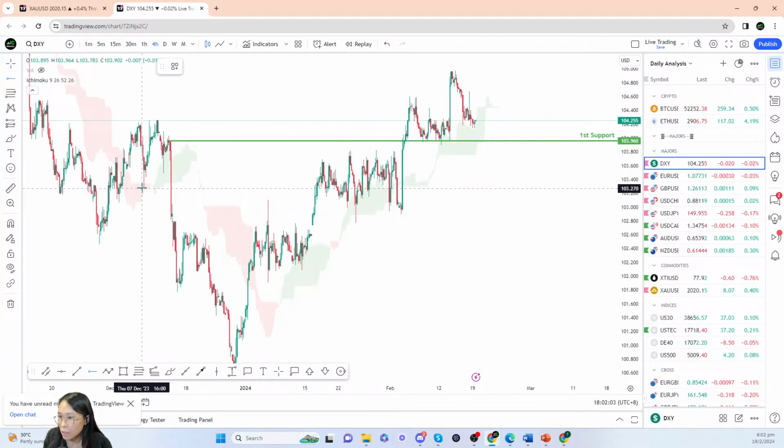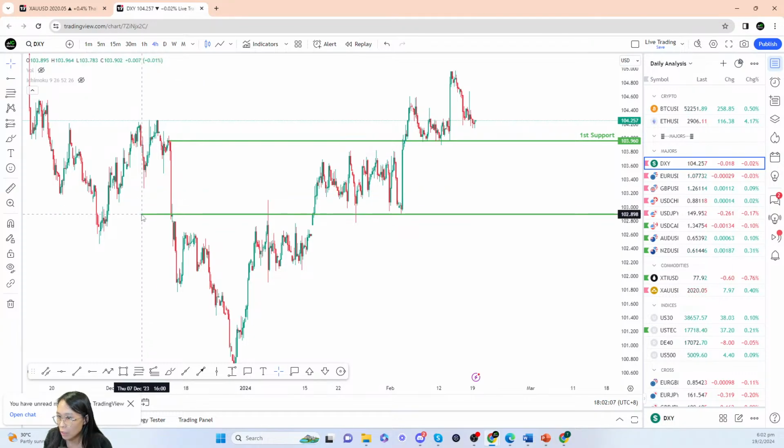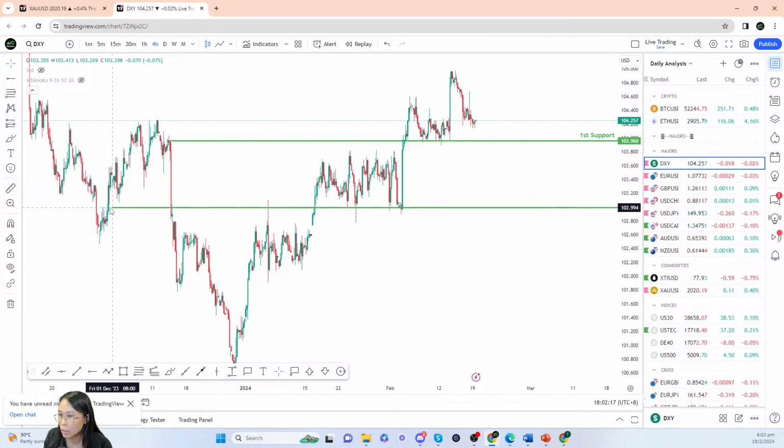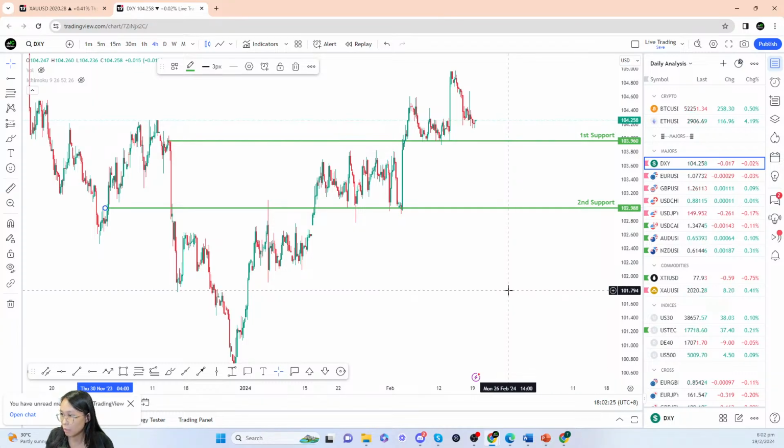And the next, let me turn off the clock. The next significant level, I think, will be here. So this will be my second support at the 102.